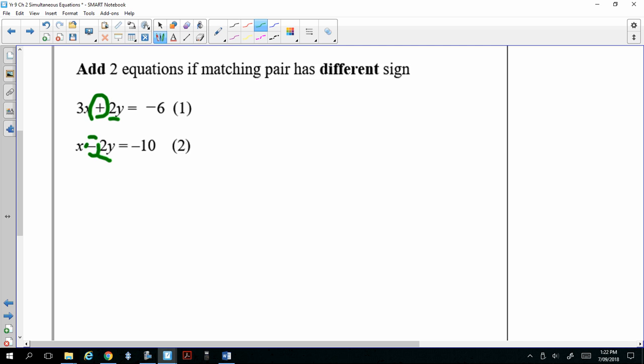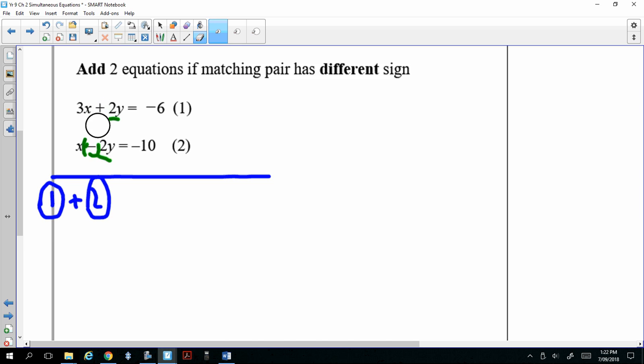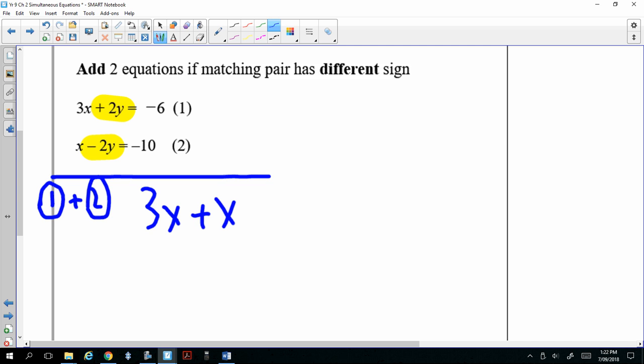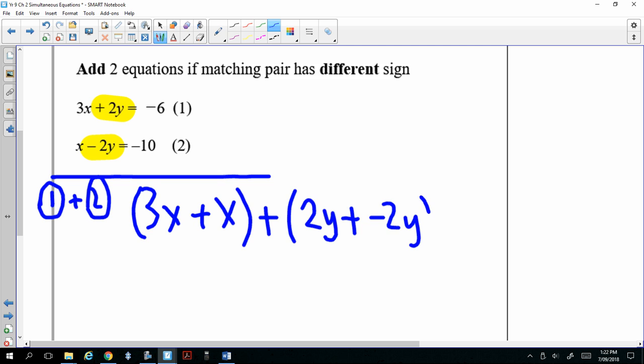So we're going to add the two equations. We're going to do 1 plus 2. And when we add them together, let's use a highlighter here. You can see over here, that's a plus, that's a minus. So if you're going to add them, you're going to get 3x plus x in bracket. Always put a plus in between. And 2y plus negative 2y. Does that make sense?